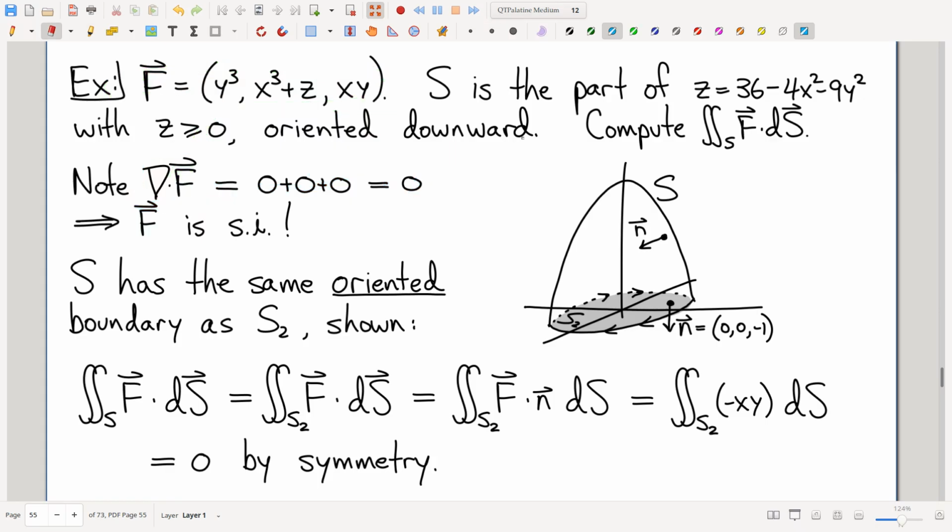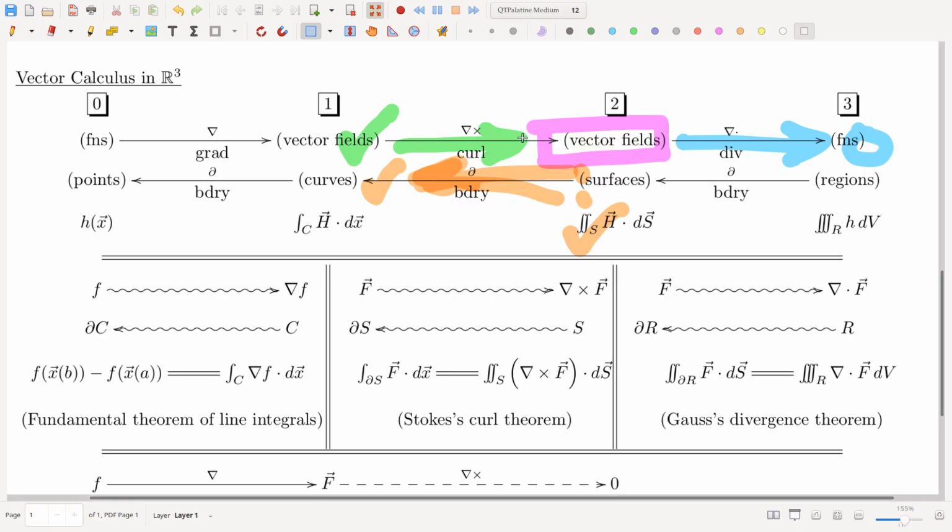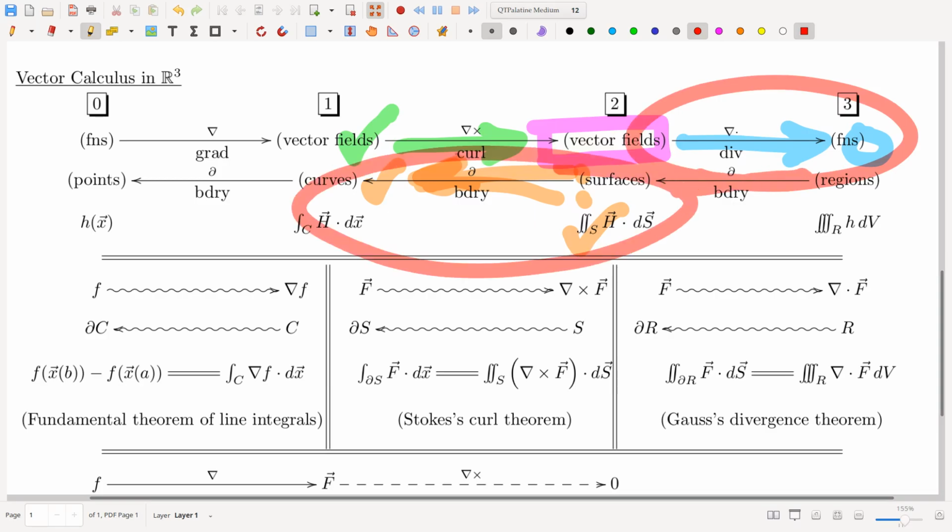And noting that the divergence is 0, and reminder, our diagram, when the divergence is equal to 0, among these equivalent conditions, that means that I can use surface independence.